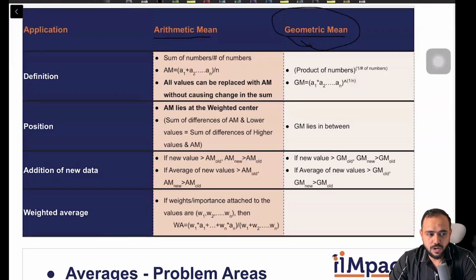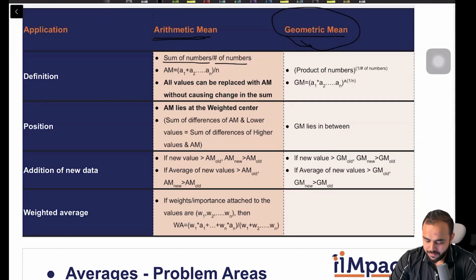A thing that we have already seen is that CAT generally avoids giving you product sort of situations. Even in interest, we have seen that the default case is simple interest, which is addition, as against compound interest, which is multiplication. So arithmetic mean is defined as the sum of the numbers in the data set divided by the number of numbers that you took to find that particular average.